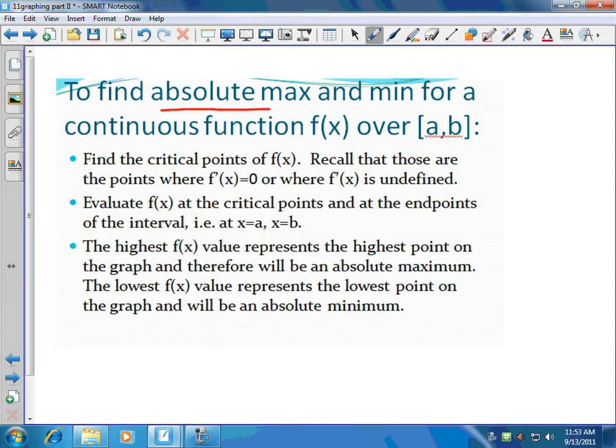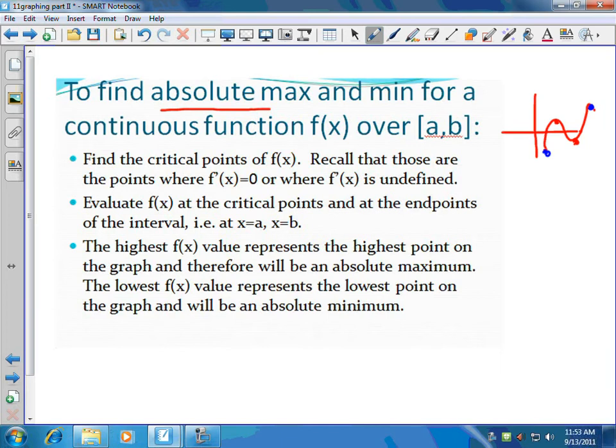So that would be like the highest point on a graph, for example. So that would be the absolute maximum. This would be a local maximum, but it is not the absolute max. This is a local min, but not the absolute min. This point right here is the absolute min. So over the entire graph, the absolute highest and absolute lowest points are referred to as absolute max and min.